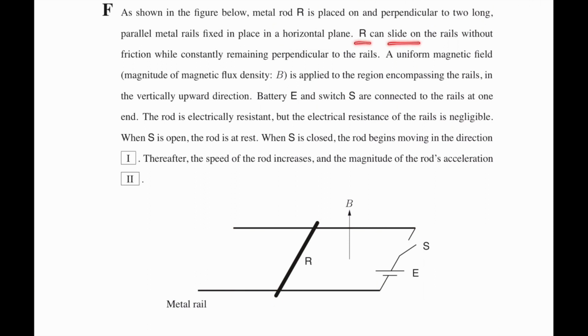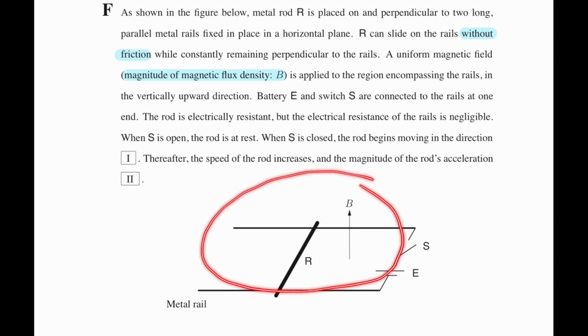R can slide on the rails without friction, so there is no frictional force acting on our rod while constantly remaining perpendicular to the rails. So R can move or slide to the left or to the right. A uniform magnetic field of magnetic flux density B is applied to a region encompassing the rails. So there is a uniform magnetic field B applied to this whole region in the vertically upward direction.